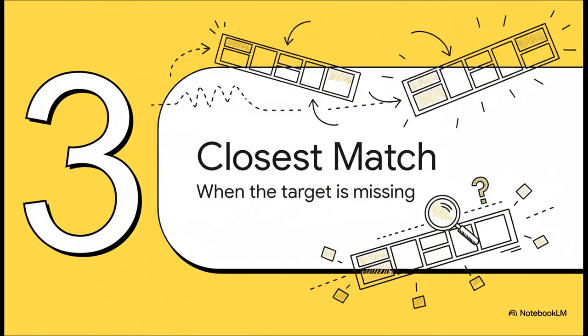But what if the element you're looking for just isn't in the array at all? Does the search just fail and give up? Well, the next logical question is, okay, if it's not here, what's the closest thing to it? And this is another super common, super practical problem you'll run into.